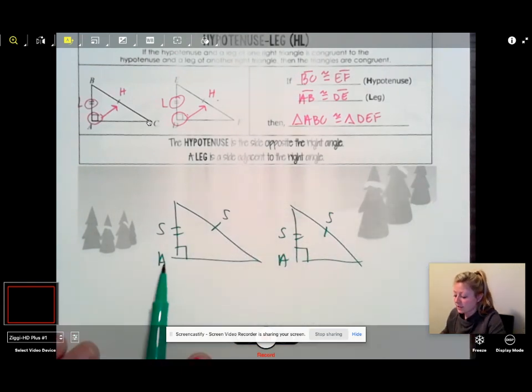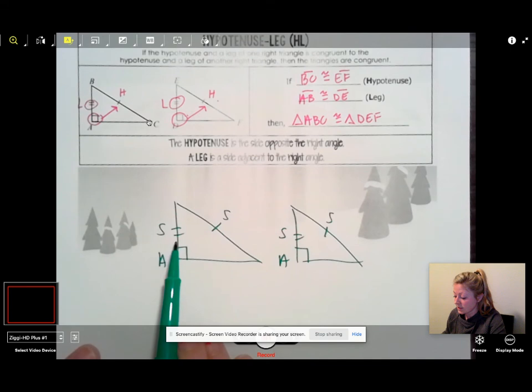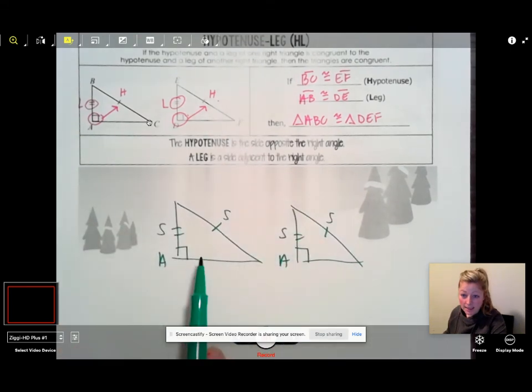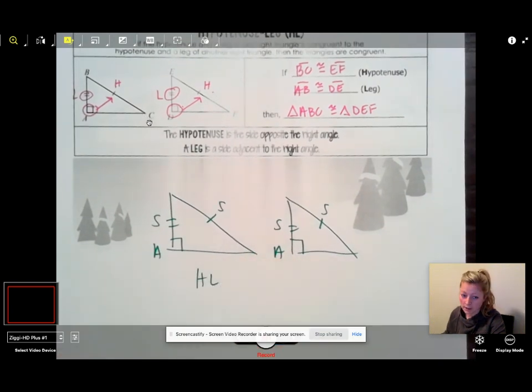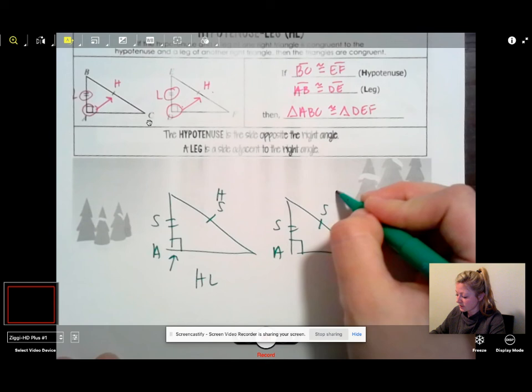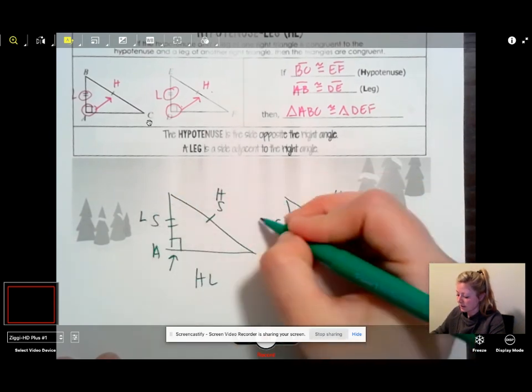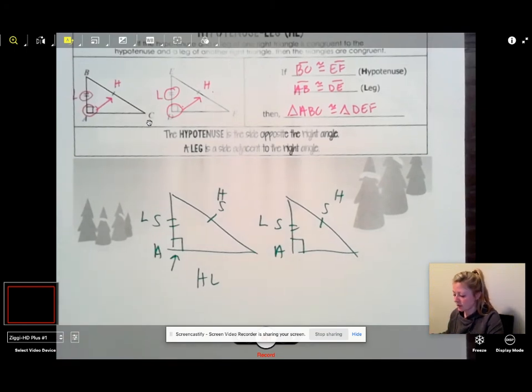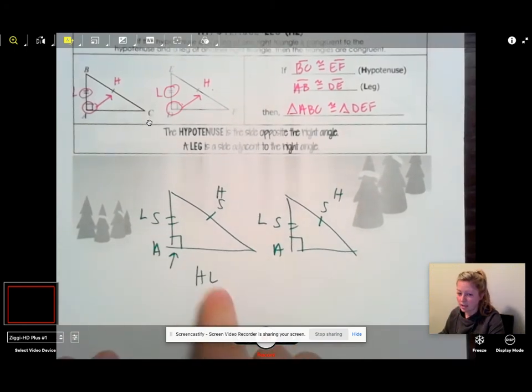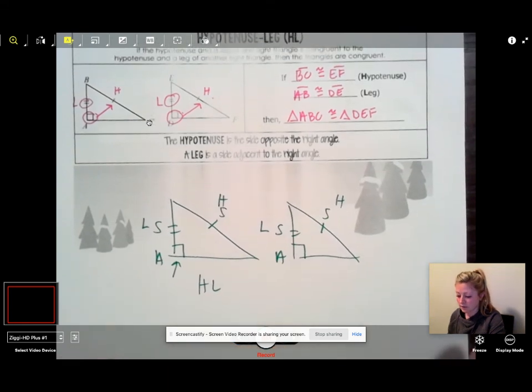If you ever get a situation that looks like this, check to see if your angle is that right angle, because if it is that right angle, then HL works because you established that's a right triangle. This would be your hypotenuse, leg. Do you guys see the difference? I know it's a little confusing, but the HL, remember, only works if it's a right triangle.